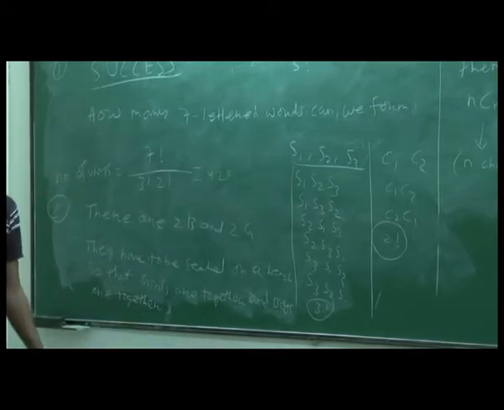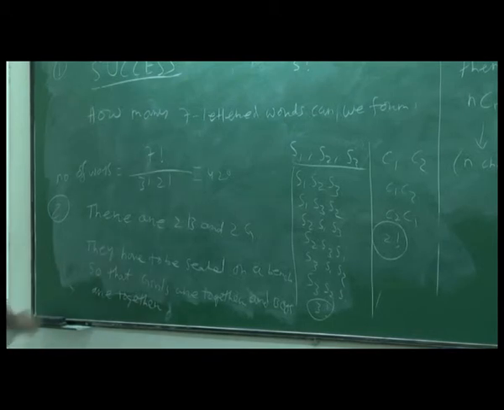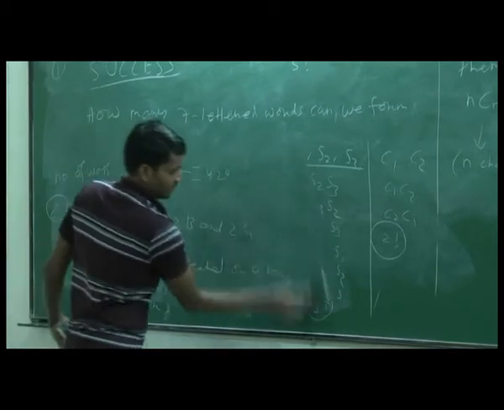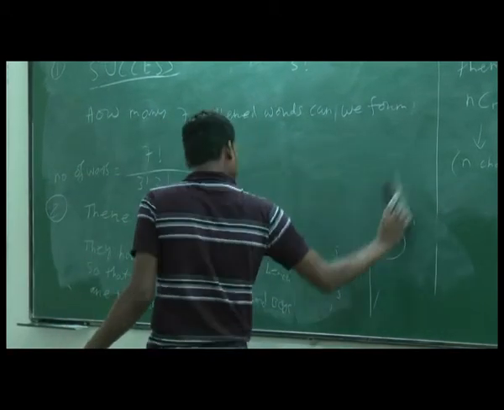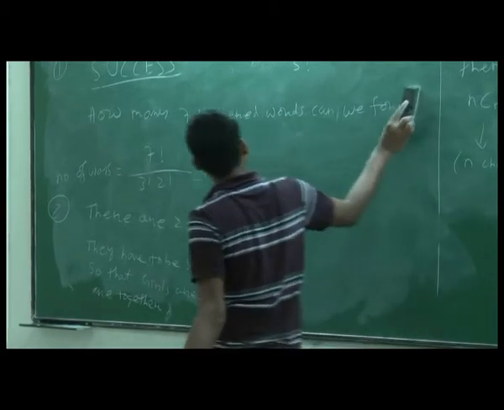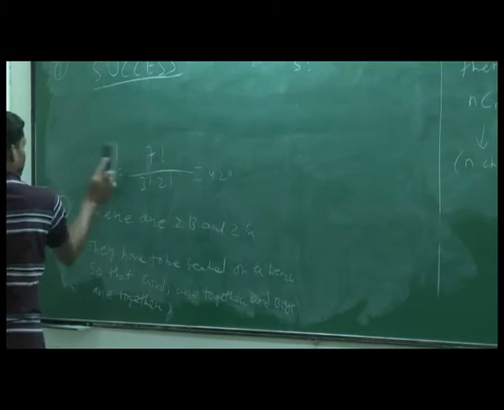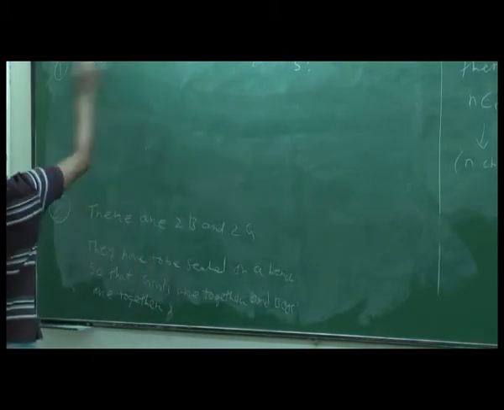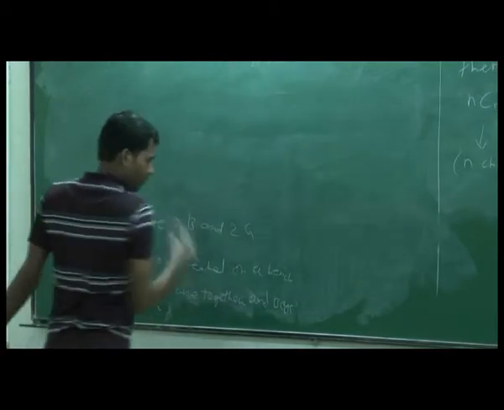8 ways. 2 ways. For every 2 of them, they can make a change. How do you get this number?